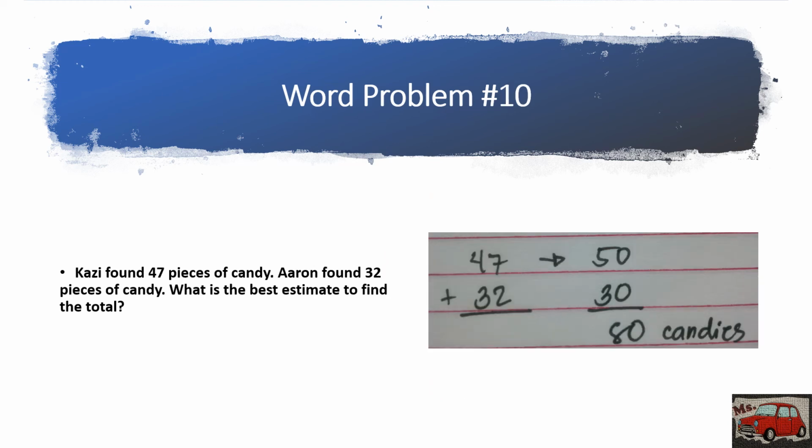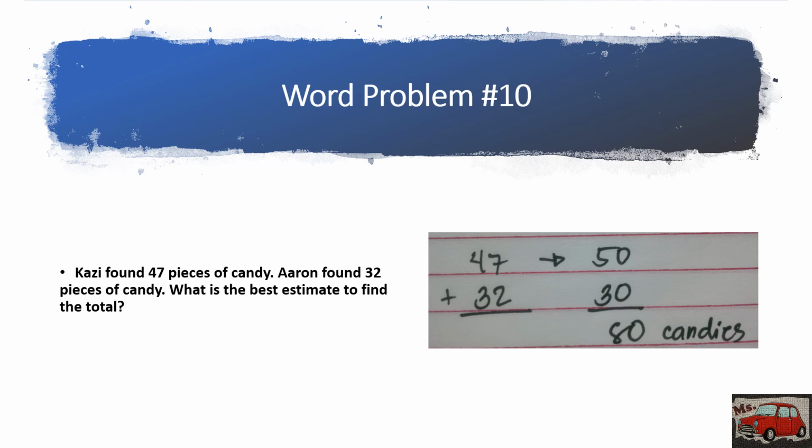Okay? Cassie found 47 pieces of candy. Aaron found 32 pieces of candy. What is the best estimate to find the total? Alright, so, ang hinahanap lang natin is estimated total ng candy ni Cassie at saka ni Aaron. Okay? So, in short, ang gagamitin nating operation is addition.